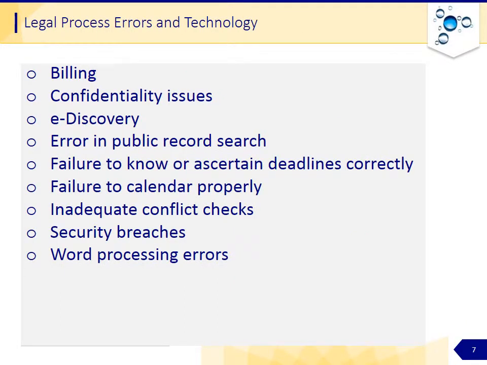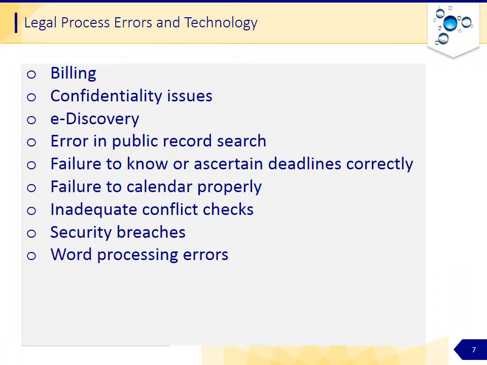Now, these are some legal process errors as far as it relates to technology. We mentioned before billing, double billing. This can occur, as far as technology is concerned, when you're not keeping accurate track of your billable hours, what you worked on. You can implement a technology system in order to do that. Or if you're having issues with the system you're using, come up with a different method.